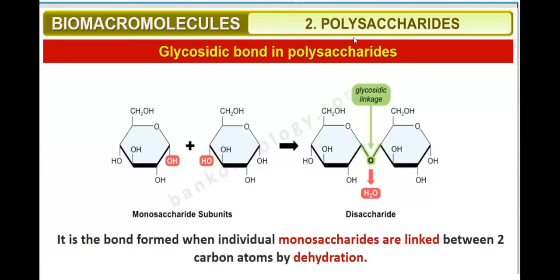Then when there is a formation of polysaccharide, there is a formation of some bond. It is the bond formed when individual monosaccharides are linked between two carbon atoms by dehydration. So this is a monosaccharide, this is also a monosaccharide. Saccharide means sugar, and these are hexose sugars: 1 carbon, 2 carbon, 3 carbon, 4 carbon, 5 carbon, and 6 carbon. So this is glucose.